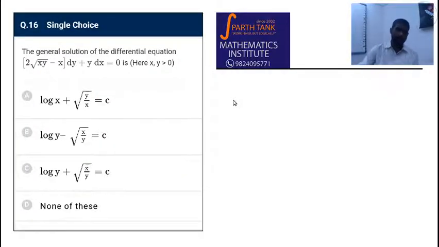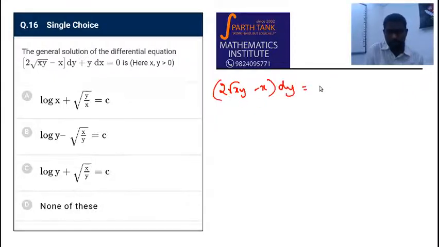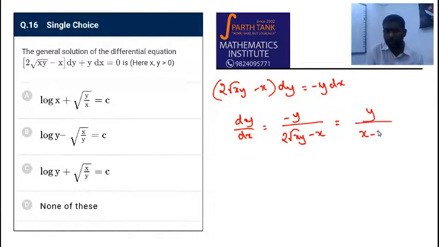Question number 16. The general solution of the differential equation 2 times square root of xy minus x dy plus y dx is equal to 0, x and y are greater than 0. Okay. This, if I rewrite this way, take the dx that side, y dx, so minus y dx, and then bring the dx here, dy by dx is minus y by 2 root of xy minus x, or y by x minus 2 root of xy. You see, this is a homogeneous function.